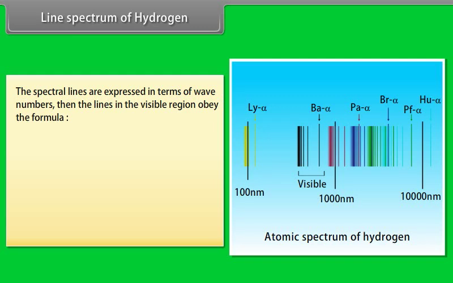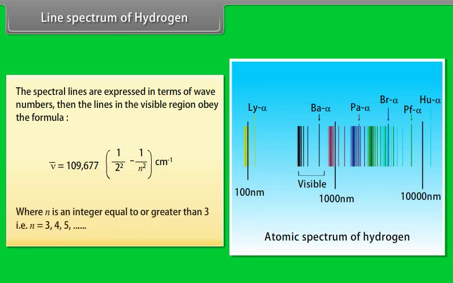The spectral lines are expressed in terms of wave numbers. Then the lines in the visible region obey the formula. Wave number is equal to 109677 into 1 by 2 square minus 1 by n square per centimeter, where n is an integer equal to or greater than 3, that is, n is equal to 3, 4, 5 and so on.